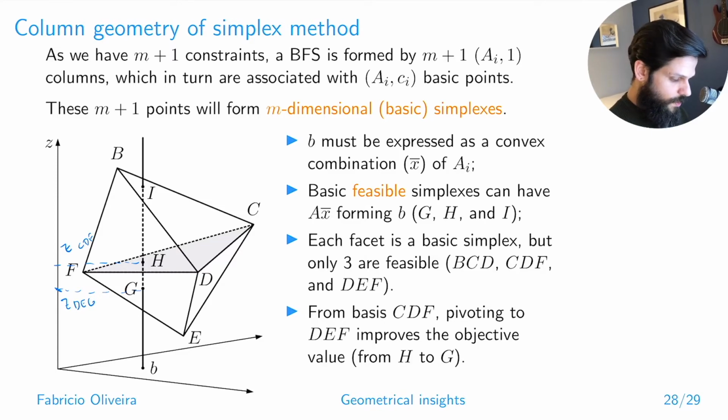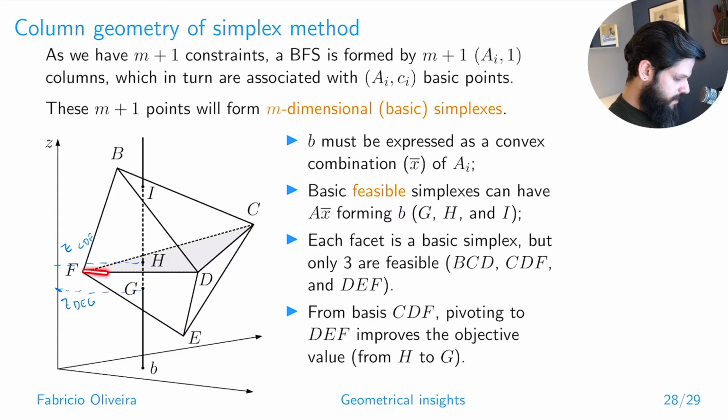So this is the improvement you see in the objective function when you go from this simplex, or from this basis, to the next, from going from H to G. And by the way, this is exactly why, in the simplex method, we talk about pivoting, because to go from the basis CGF to the basis DEF, what you have to do is basically to pivot, and you're going to replace the column associated with this point C with the column associated with this point E.